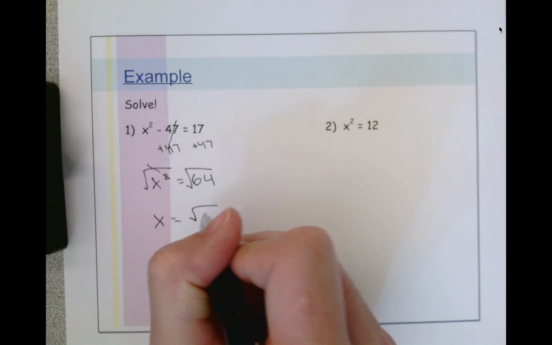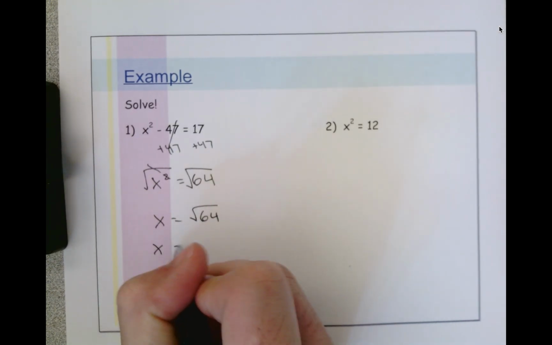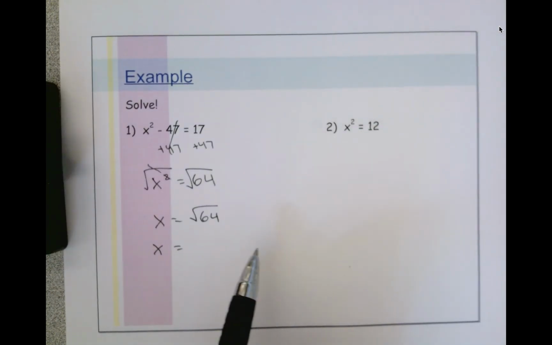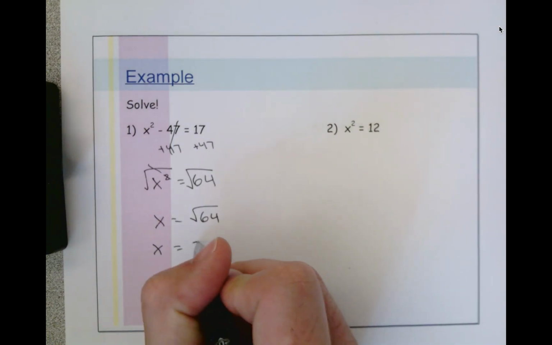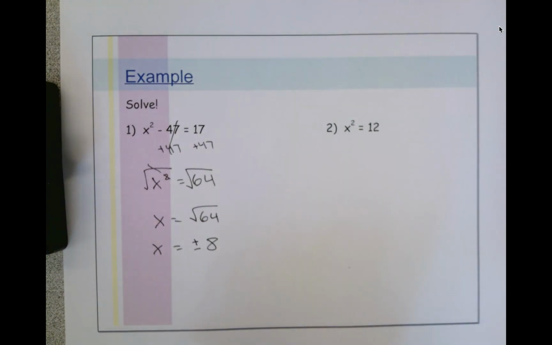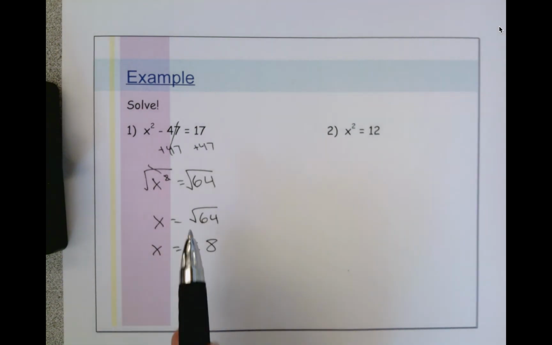I have x equals the square root of 64. I take what that is. Again, remember square roots, we're thinking what times itself gives me the number underneath the square root sign. And we should have two answers. In this case, it's plus or minus 8. Now this one worked out nicely.